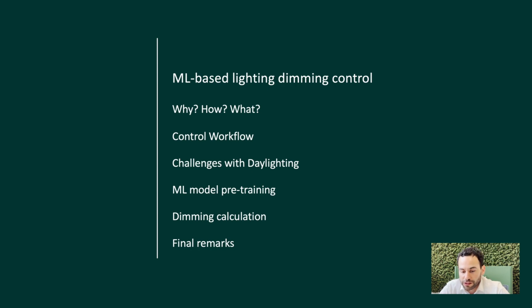The content of the talk starts from why we are doing this, how we can achieve it, and what's the final solution that we are proposing. Then we're going to dive into the control workflow, talk about the challenges that you have when you're just estimating daylighting, the machine learning model pre-training methodology, how to estimate the dimming values, and final remarks.